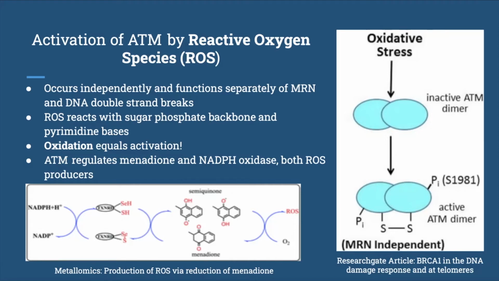NOX4, also known as NADPH oxidase, also acts as a ROS producer in phagocytes and other cells by transferring an electron from NADPH to generate superoxides. In response to oxidative stress, ATM is directly oxidized, forming a disulfide linked dimer which is phosphorylated on S1981 and thusly activated.